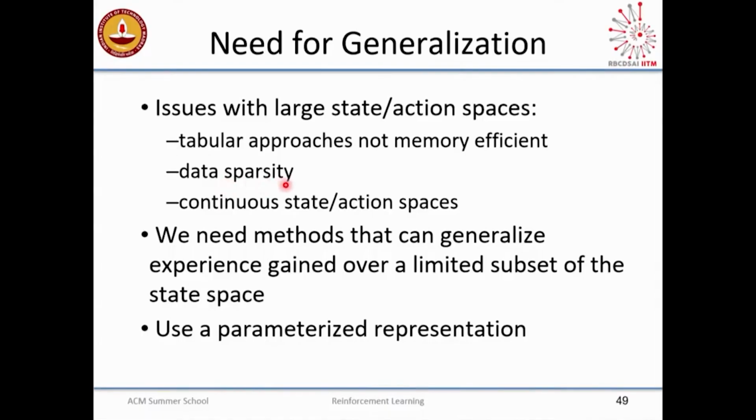I already showed one example. I said this is the world in which a robot is moving around. So you discretize it. If I give you a continuous variable, you can say, okay, 0 to 0.1 is 1, 0.1 to 0.2 is 2, and so on and so forth. Then I can do some kind of discretization, and I can still put it in a table. But the main issue here is what I call the data sparsity issue.